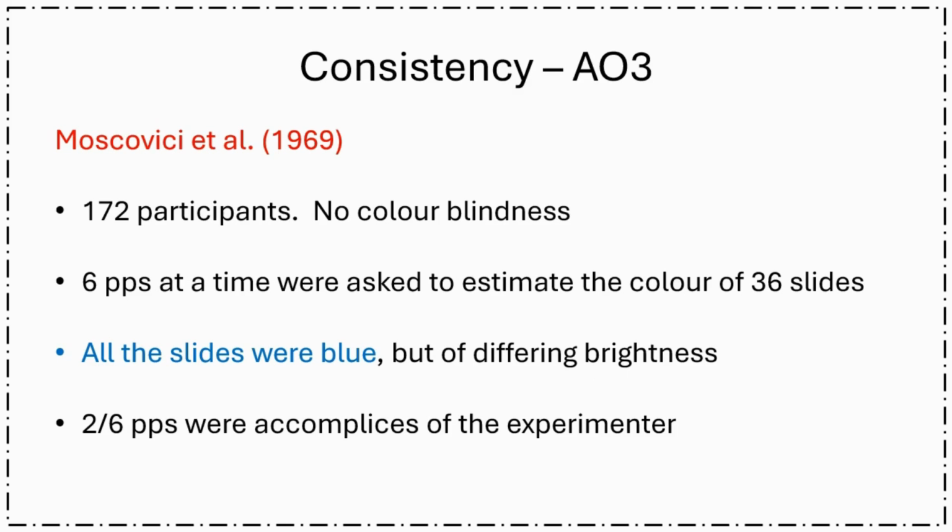So we have a research study that we can use to support the role of consistency in minority influence, and that's by Moscovici et al. So in this study, they gave participants different slides to estimate the colour of. The slides were actually all the same colour, they were blue, but they were different brightnesses of blue. 2 of the 6 participants that they used were accomplices or confederates of the experimenter.